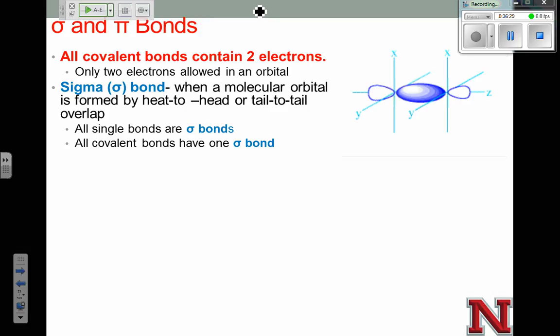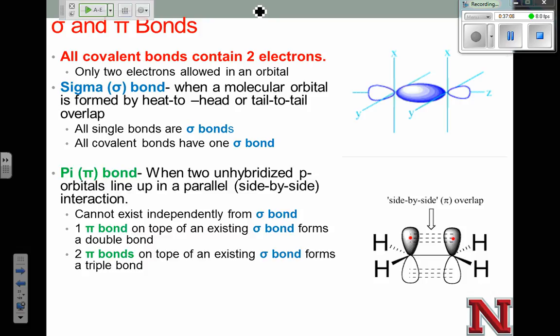This is showing 2 p orbitals overlapping, but it could also be 2 s orbitals. It can be an s and a p, and it can be our hybridized orbitals, which we're going to talk about in more detail. But overall, it's a tail-to-tail or head-to-head overlap. So that means we have these types of covalent bonds, and these are where we're sharing the electrons. All single bonds are sigma bonds, and all covalent bonds have at least 1 sigma bond. You have to have a sigma bond to have the next type of bonding interaction we're going to talk about. You can't have it without a sigma bond.